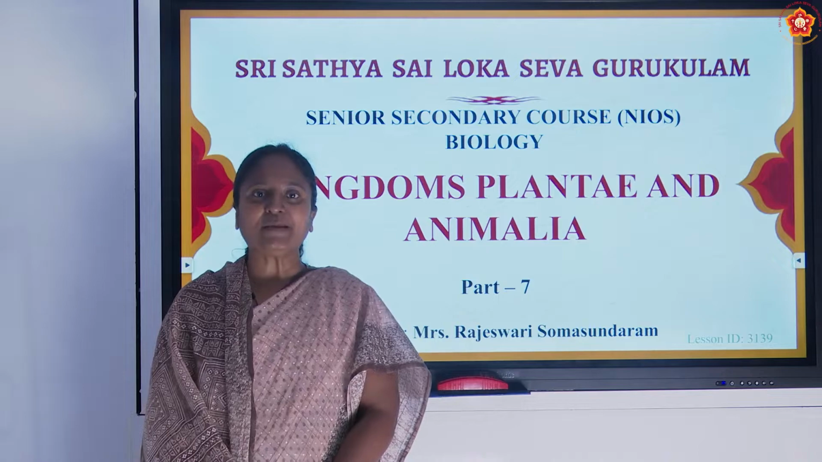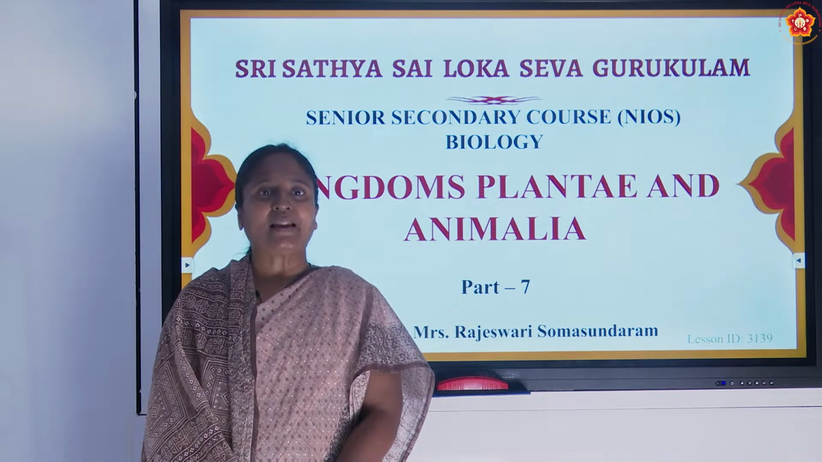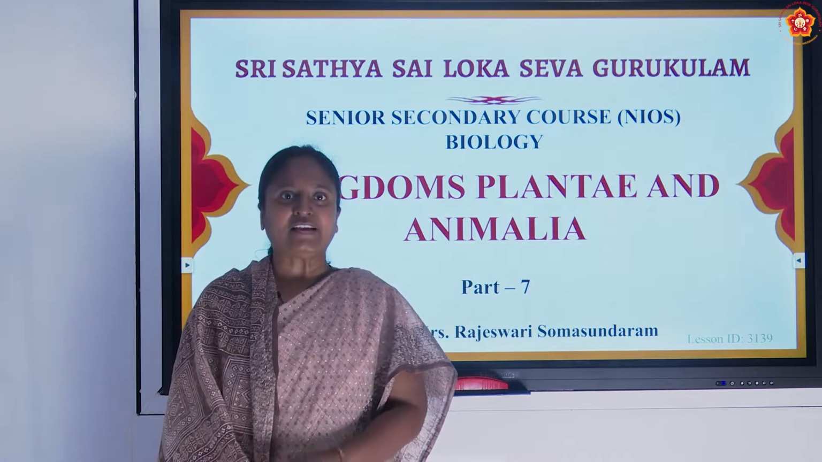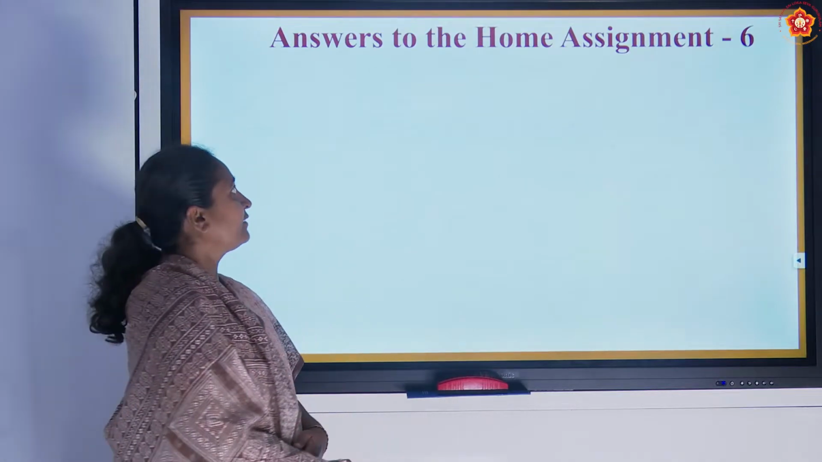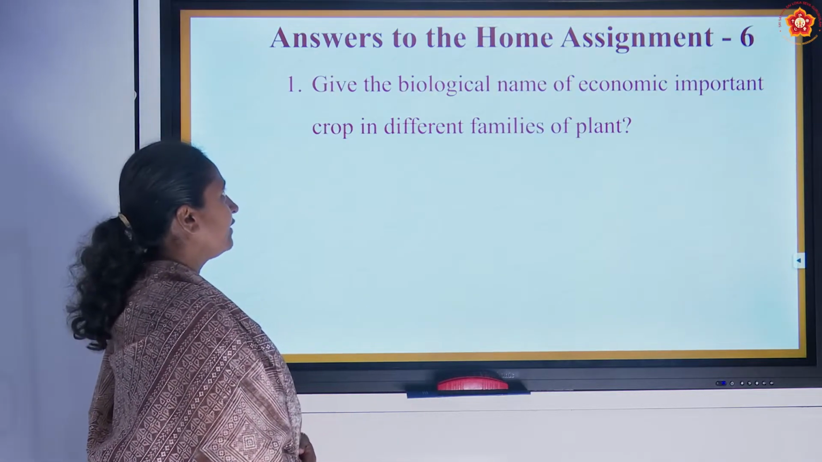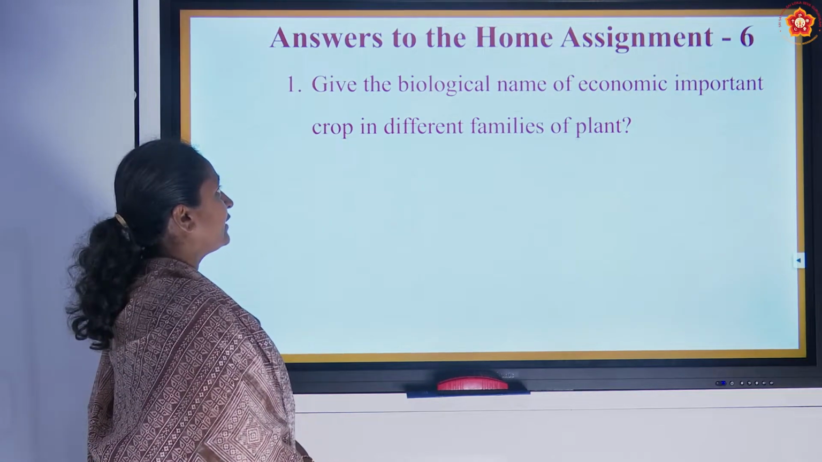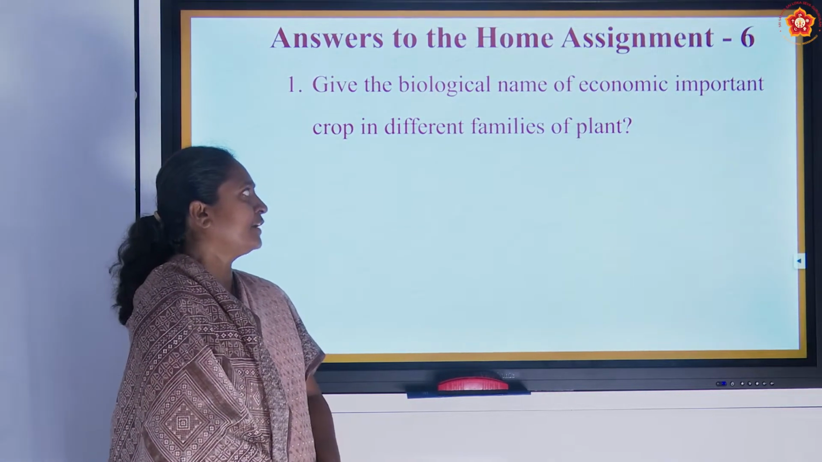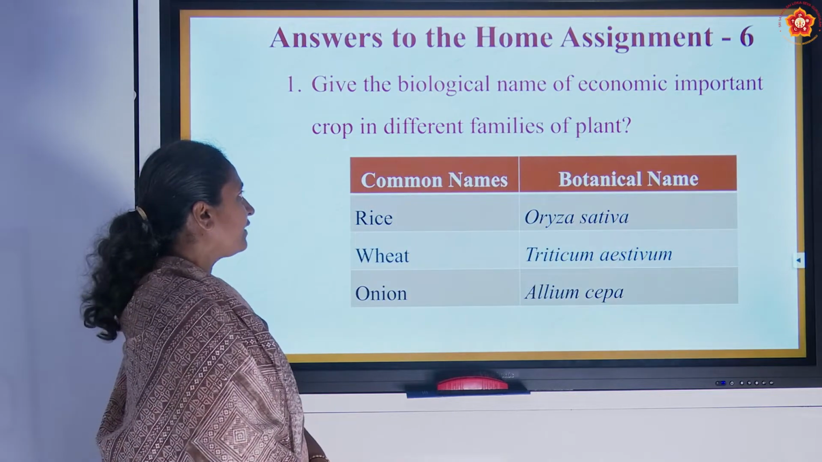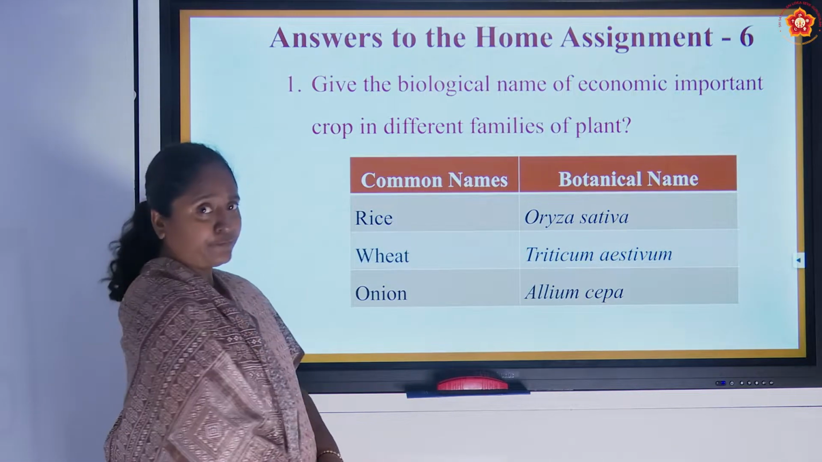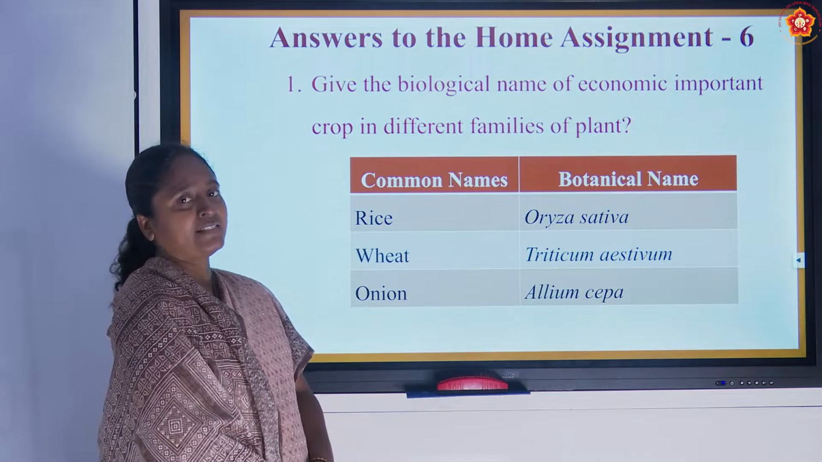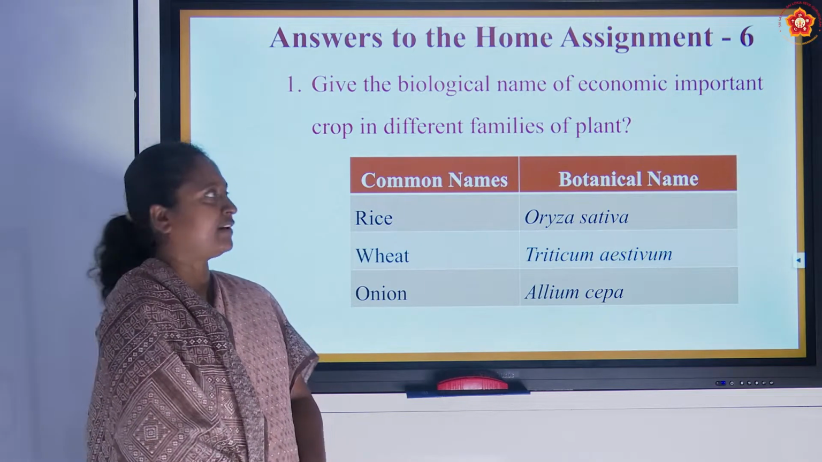Today we are going to see part 7 of the kingdom Plantae and Animalia. First we will start with the answers for the previous home assignment. Give the biological name of the economically important crop of different families. So in that I have listed only very few. You can see other examples from other families also.